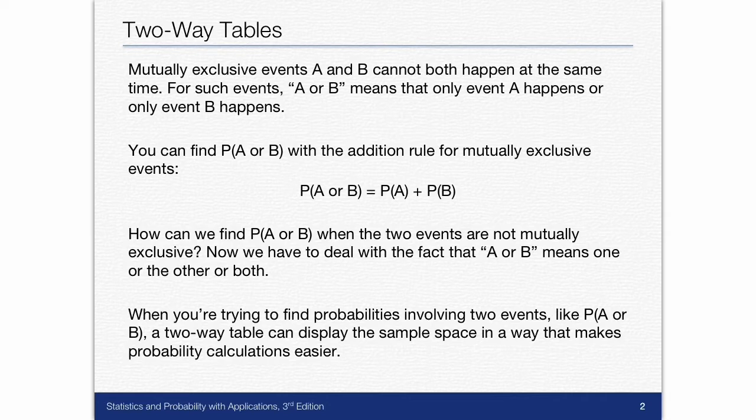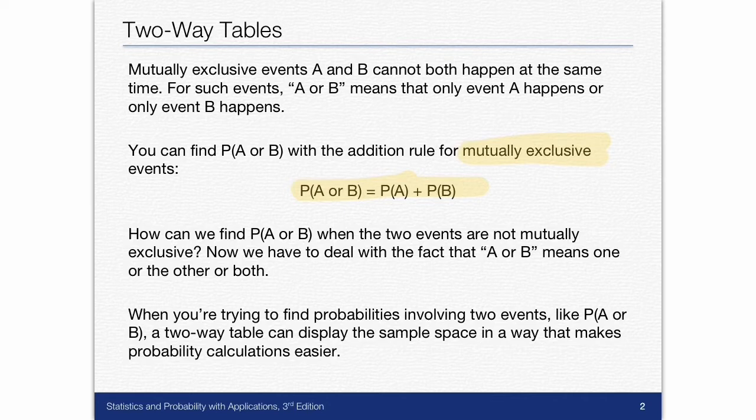So you can find the probability of A or B with what's called the addition rule for mutually exclusive events. If they are mutually exclusive, this is all you have to do. The probability of A or B is just the probability of A plus the probability of B. Now, this rule only works if they are mutually exclusive. So then how do you find the probability of A or B for two events that are not mutually exclusive? Now we have to deal with the fact that A or B means one or the other.